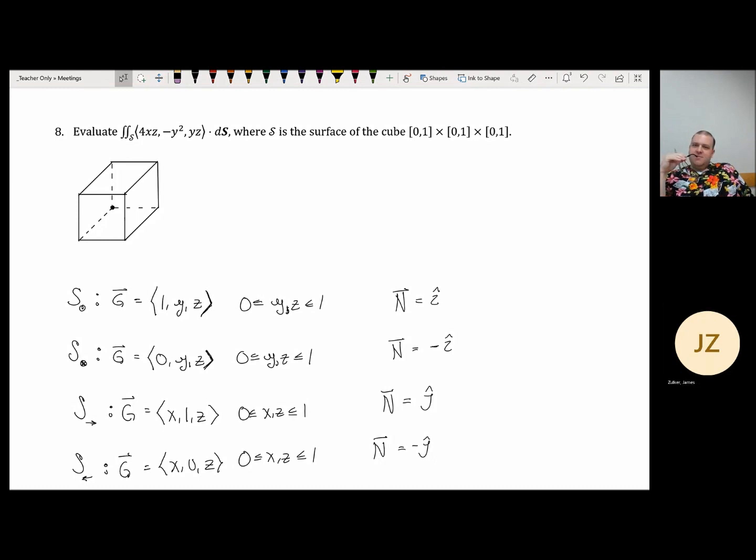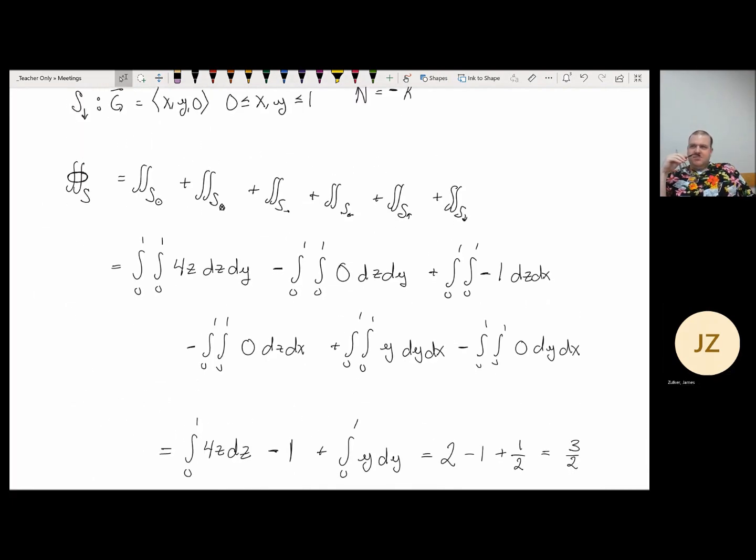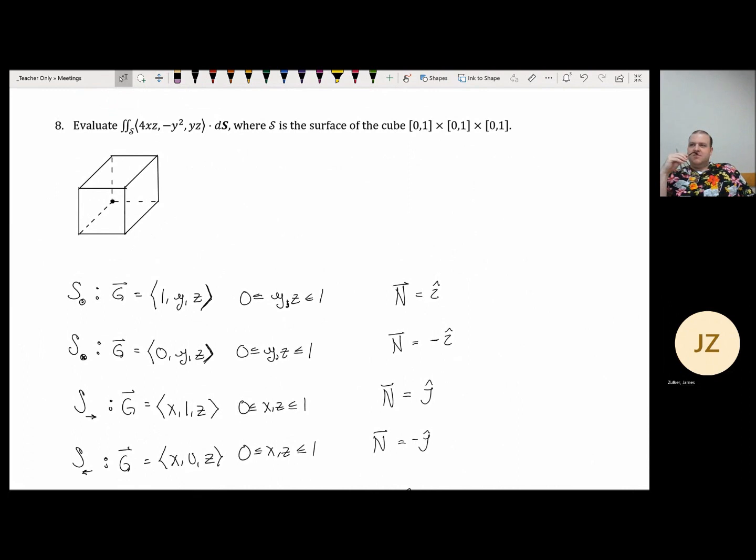I had a question going back a little bit. For the first integral that we set up, where it's 4z dz dy, where did we get 4 from? Or I guess 4z. First component of the field. Yeah, there was a field there.